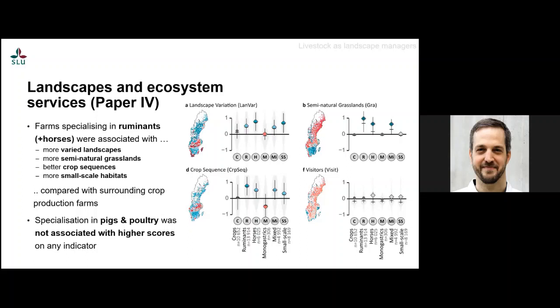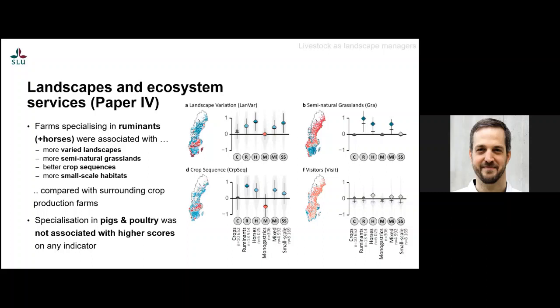But looking at the comparison across farm types, we could see that farms with ruminants and also with horses were associated with more varied landscapes, more semi-natural grasslands, which is sort of a given, but also better crop sequences and more small-scale habitats.